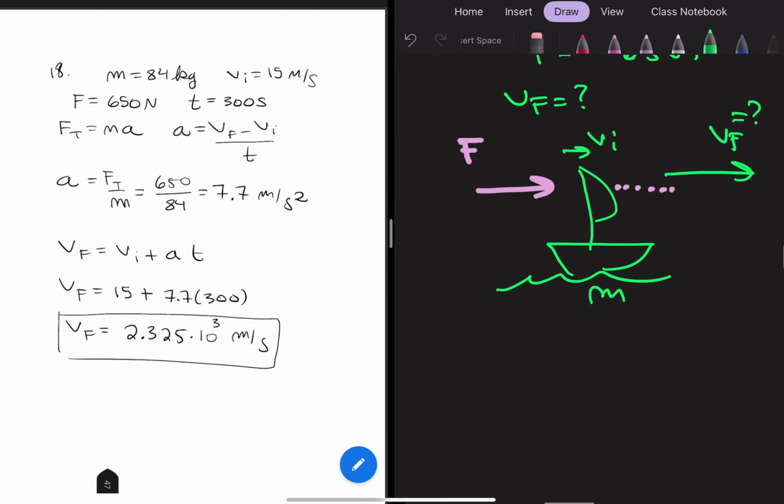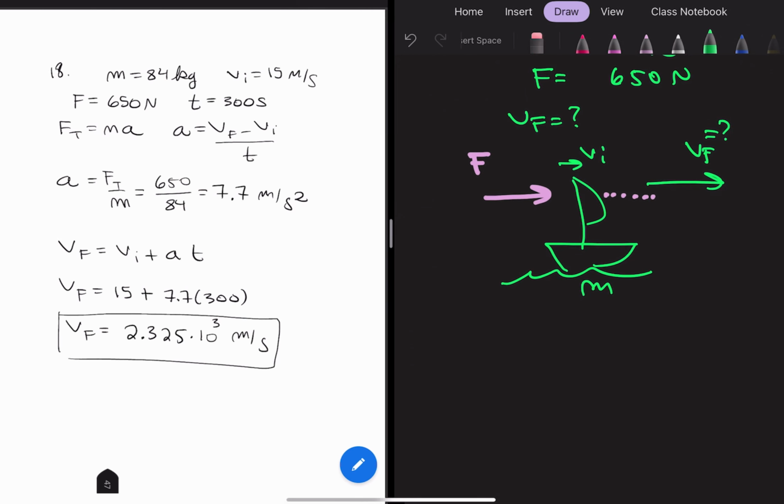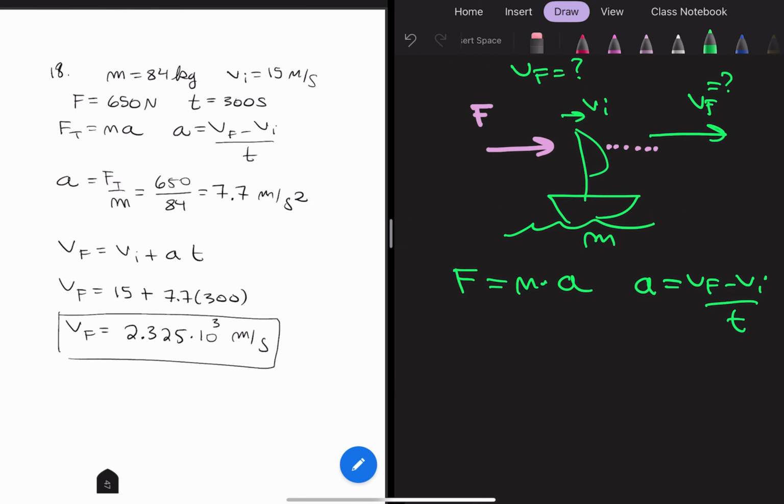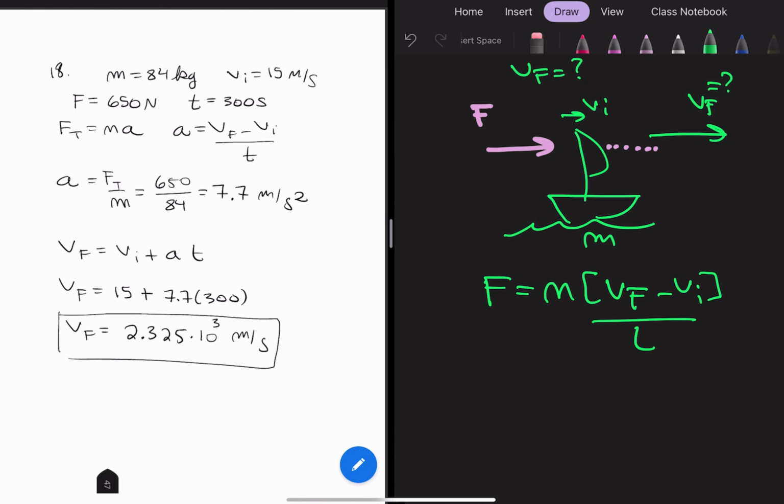So this equation is nothing new. First of all, there's a force, so you're going to use Newton's second law. Total force is equal to mass times acceleration. And from one of the earlier chapters, acceleration is defined as final velocity minus the initial velocity over time. But you can combine those into one equation that says that the force applied is equal to the mass of the object multiplied by its acceleration, which is the final velocity minus the initial velocity over the time.